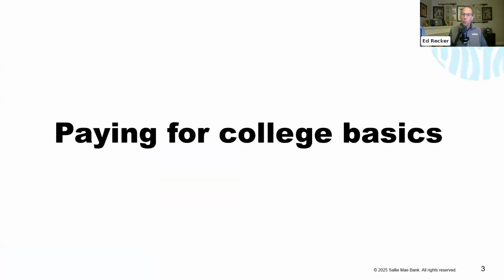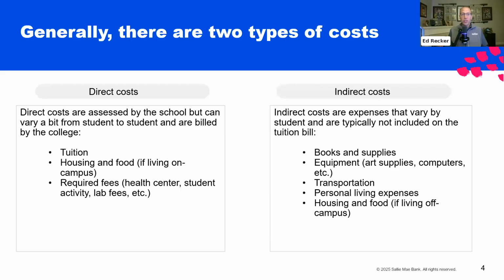So with that, we're going to touch on some of the paying for college basics. And where we really start with this is that first and foremost, we have to understand what costs are out there and really the two different types of costs.